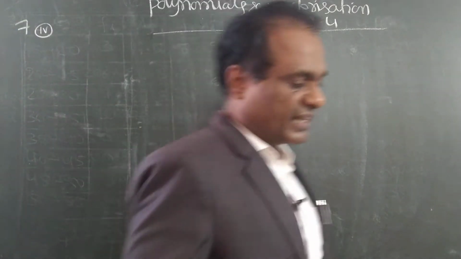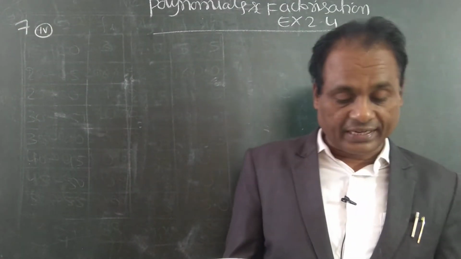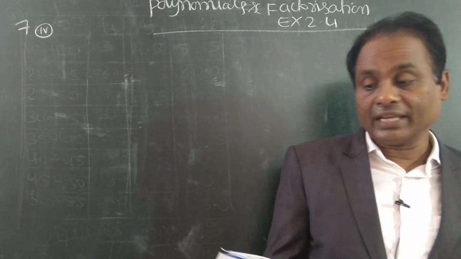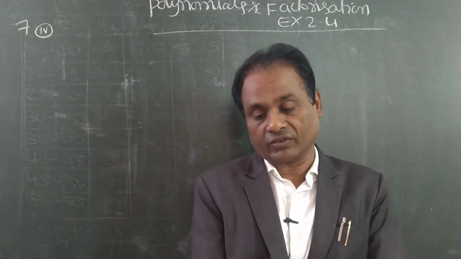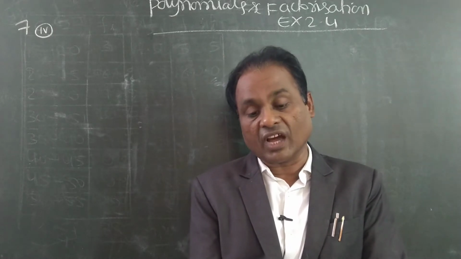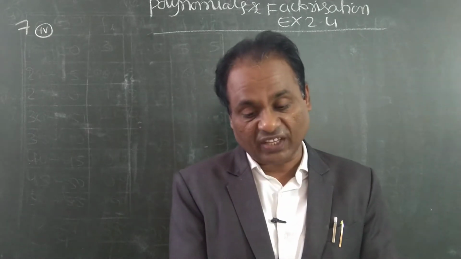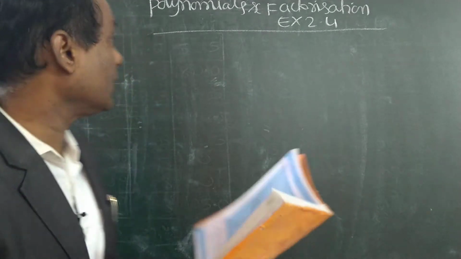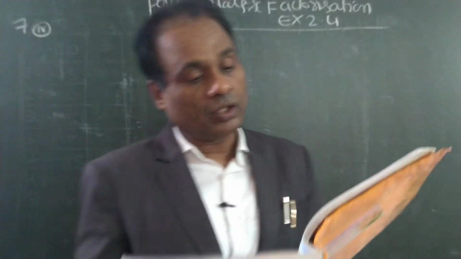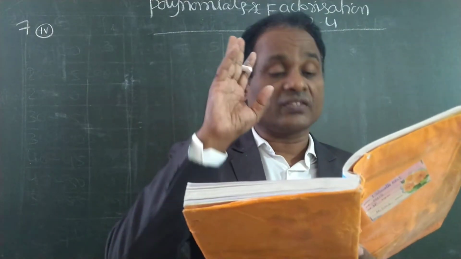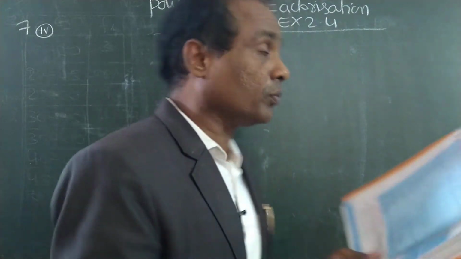So all of you open the textbook, students, page number 48, and in polynomials and factorization we are in the 2.4 exercise. After completing 6 problems we are doing 7th. So that is the factorizing model, which is important. In that 7th we completed 3 bits. Let me complete the 4th bit now.